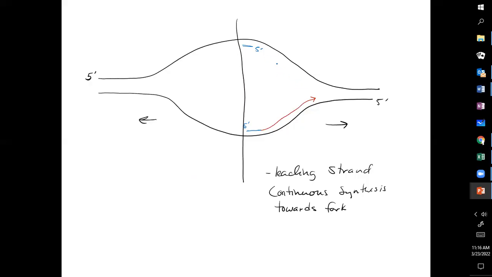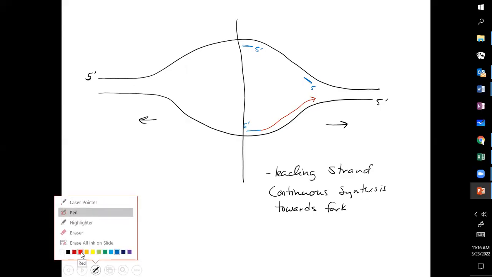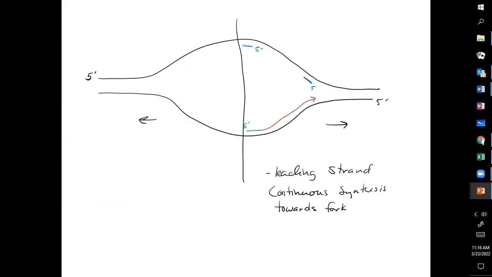Well, this has to be done in chunks, in segments. And so as the fork opens, a new primer is going to be added as the fork opens. So primase is going to play roles throughout the synthesis of this strand. And then DNA polymerase is going to come in and extend the strand until it reaches the other primer. This is called lagging strand synthesis. Or discontinuous.